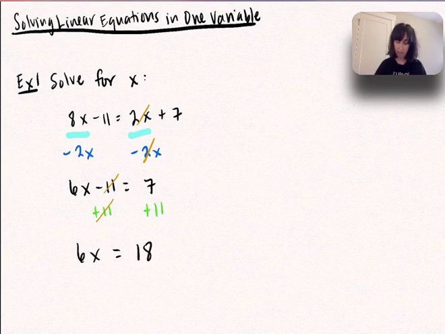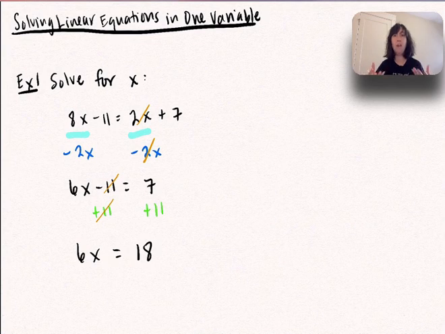So what have I done here? I've used a property of algebra that says I can subtract the same thing from both sides of an equation, or I can add the same thing to both sides of an equation, and we will still have both sides equal to each other. They'll have the same weight, I like to think of it as.